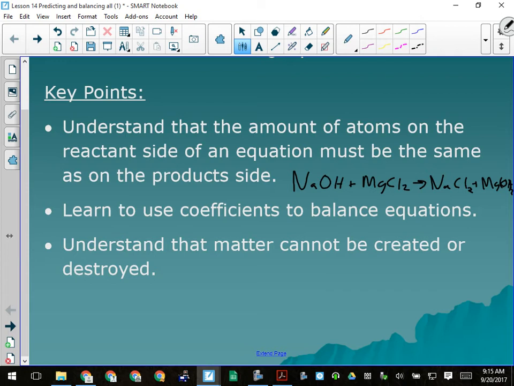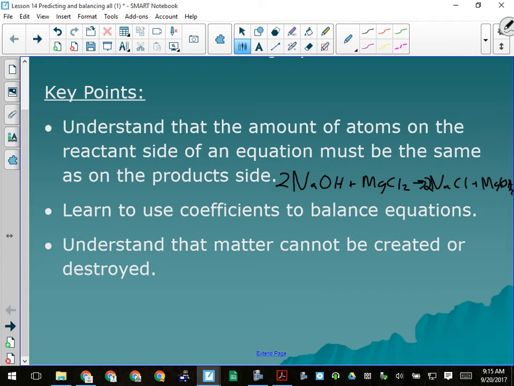I can't change the compound. This changes the compound. All I can do is change how much of that compound there would be. Okay, and then go back over here and make sure that I've got it balanced on both sides. Okay, so that's the important thing there.